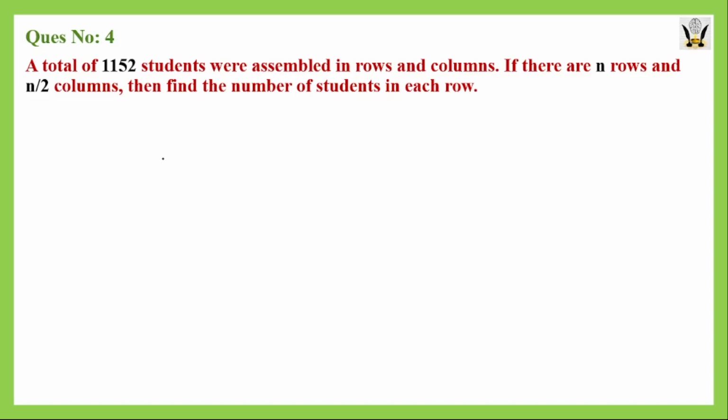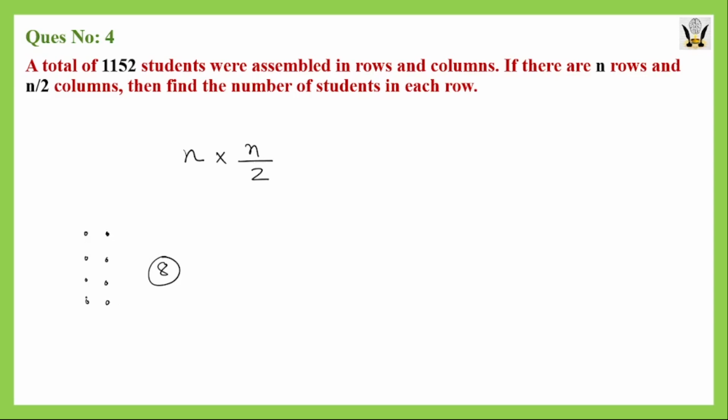So here the number of rows is n, the number of columns is n by 2, and we will multiply these two values. Like, if we suppose we have 4 rows and 2 columns, then how many students can we arrange in 4 rows and 2 columns? It will be a total of 8 students, right? So how do we get this value?